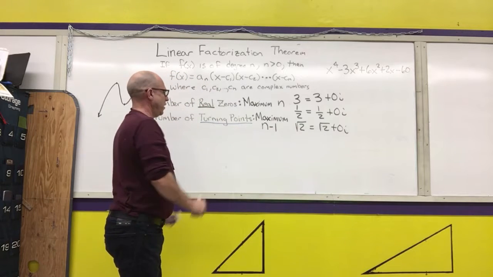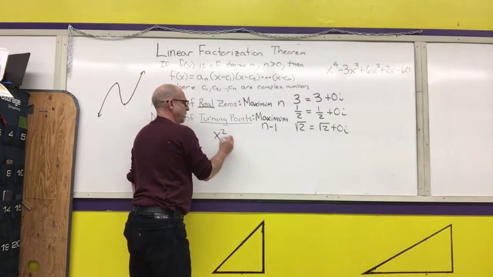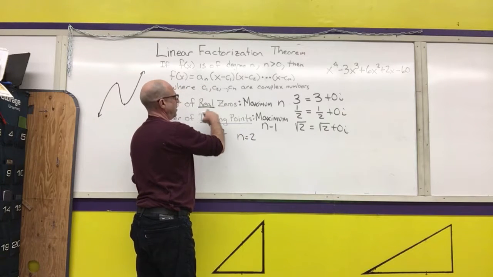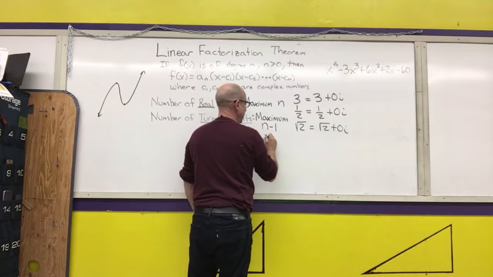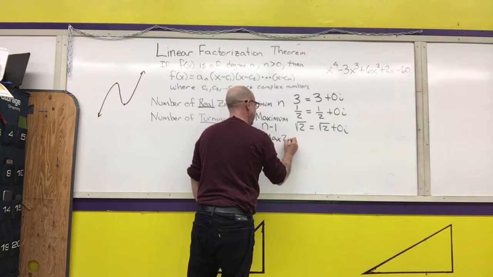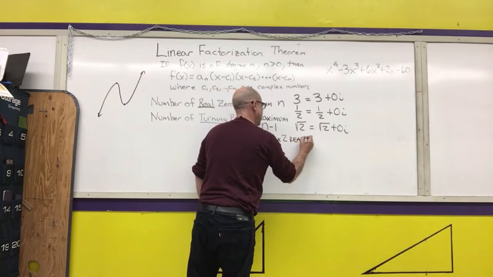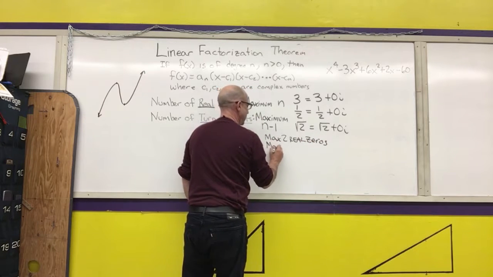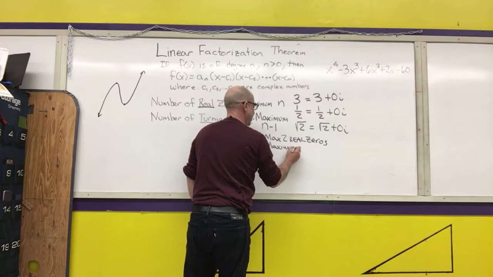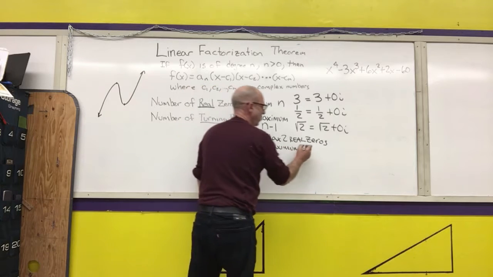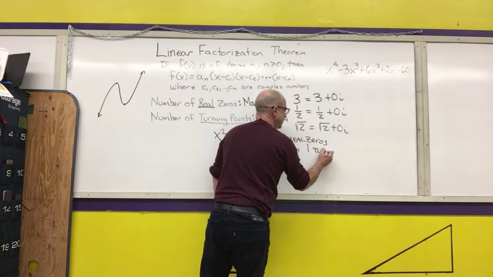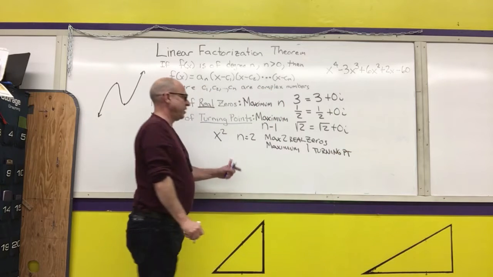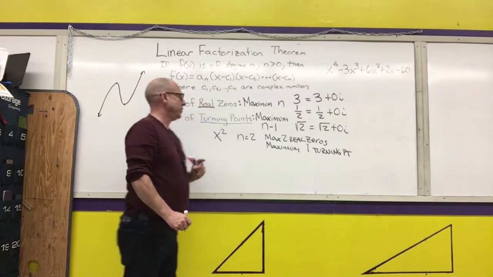For example, on a quadratic, which is x squared, n is equal to 2. So I have a maximum of 2 real zeros. And I have a maximum of 2 minus 1, or 1, turning point. And for quadratics, we actually have exactly 1 turning point.